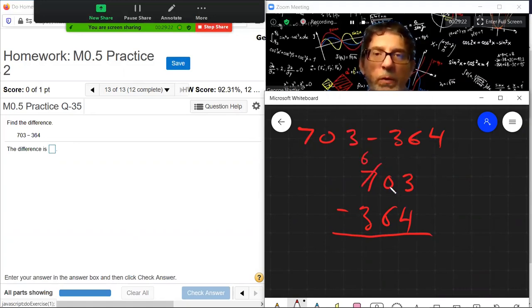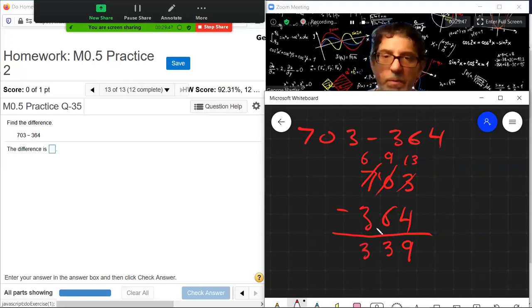And then the one that we borrowed from here makes this a 10 temporarily. Because it's a 10, we can borrow from the 10. The 10 becomes a 9. And then this becomes a 13. Okay. So now we have 13 minus 4, and that's 9. 9 minus 6 is 3. And 6 minus 3 is 3. So 339 should be what they're looking for.